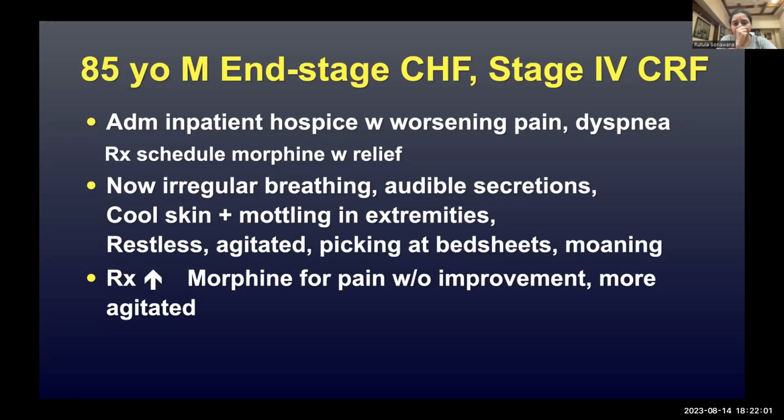Breathlessness and hypoxemia, metabolic derangement, maybe, yes. And there are secretions, like audible secretions. So there's a lot of distress in breathing. So do you think that this patient is dying? Do you think that the patient is actively dying?